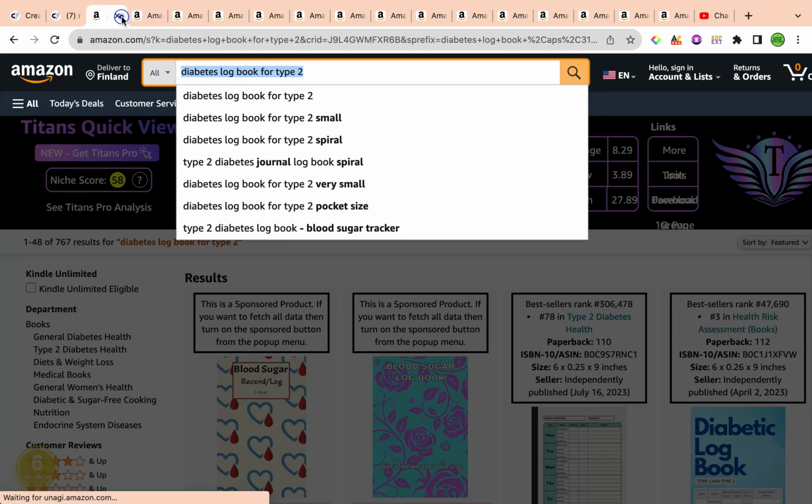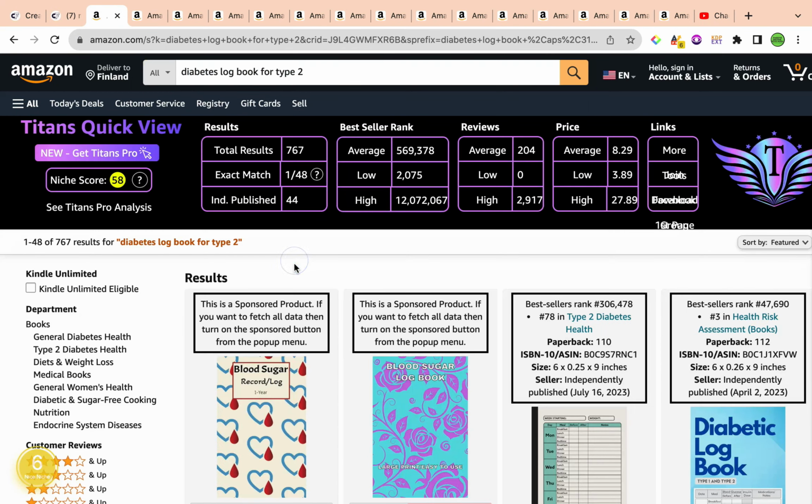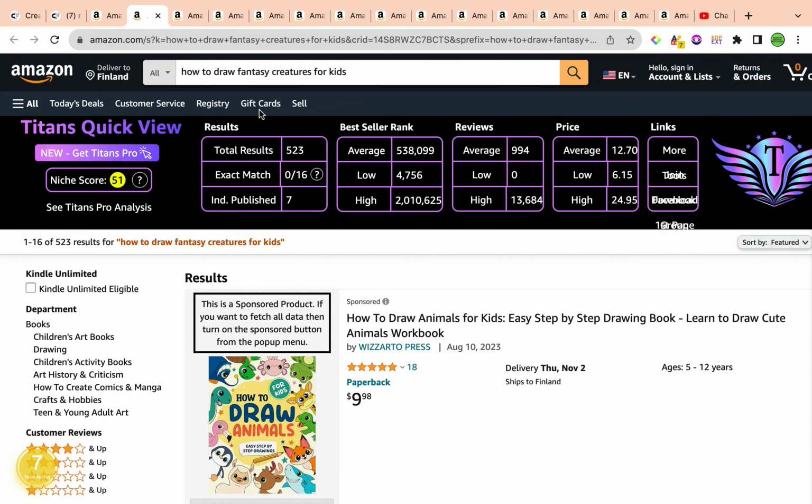So that was the first keyword for the day, diabetes logbook for type 2 with a keyword niche score of 58. The second keyword is how to draw fantasy creatures for kids, and we have a strong keyword niche score of 51 by Self-Publishing Titans and a keyword niche score of number 7 by Amazon Scout Pro Chrome extension, which beautifully complements the 51. Coming to the total results, they're sitting below 1,000, and the total results are 523. Average bestseller rank is similar to the previous one, which is averaging 538,099.